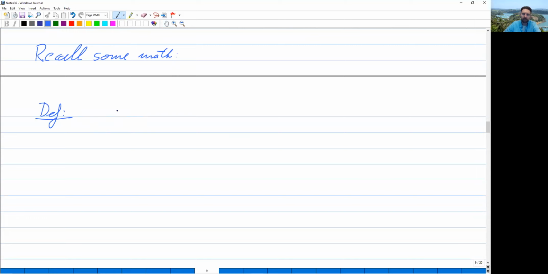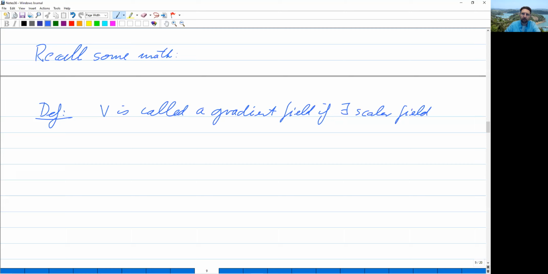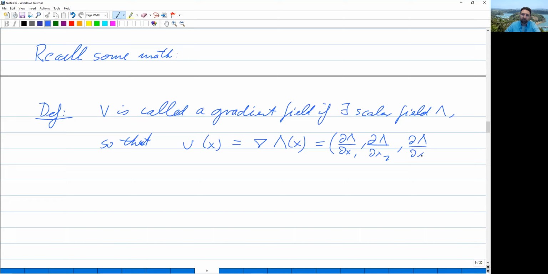So here's the definition. A vector field V is called a gradient field if there exists a scalar field lambda, so that V of x is equal to the gradient of lambda of x. Right? So if V of x is the gradient of lambda, remember this is d lambda by dx1, d lambda by dx2, d lambda by dx3. All right, next definition.